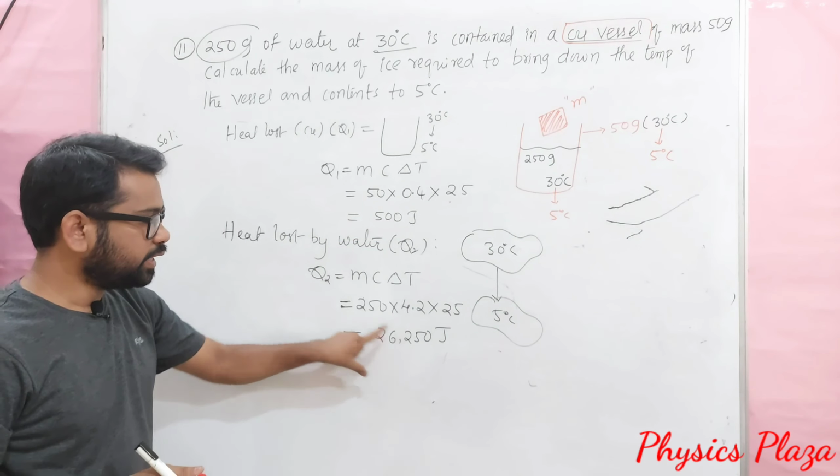Then what is the total heat loss, children? So total heat lost is equal to Q1 plus Q2. So how much will we get?